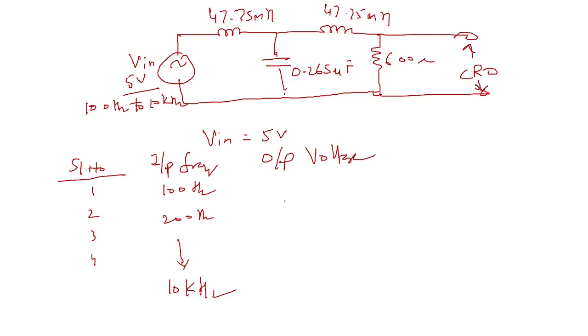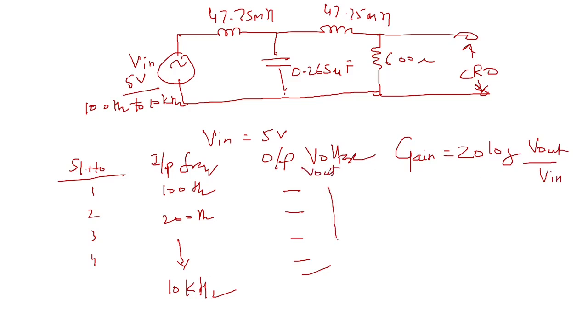Here you can connect your CRO and note down the output voltage. The output voltage for every change in frequency is going to be noted, and then you note down the gain in decibels, which is given as 20 log V out upon V in. V out we are going to get from the readings, and V in is whatever we have kept constant in the beginning, that is 5 volt. That ratio, log of that ratio multiplied by 20, will give you gain in decibels. And when we plot the graph for the same, we will plot it like this.